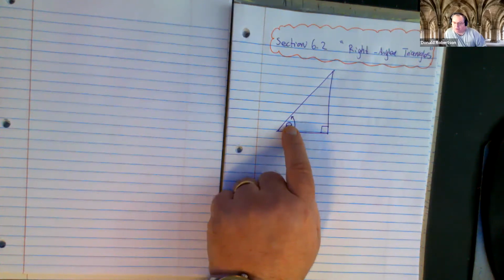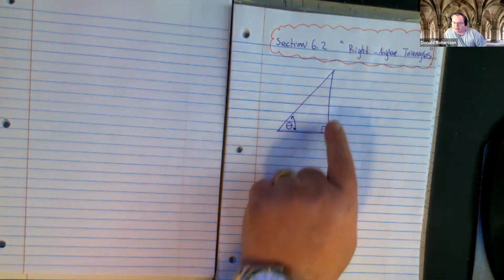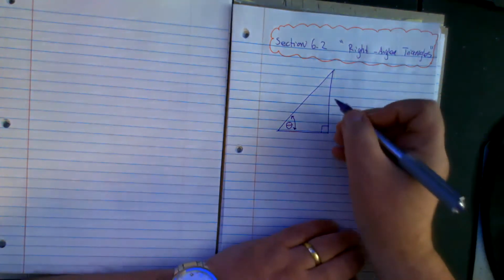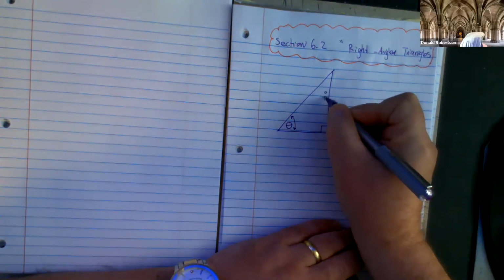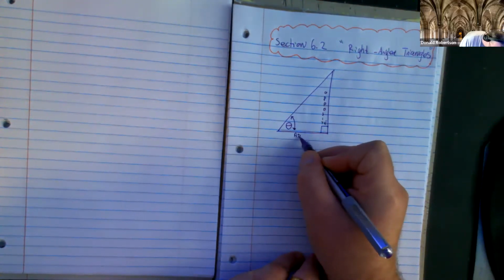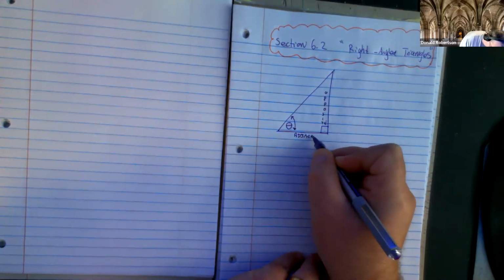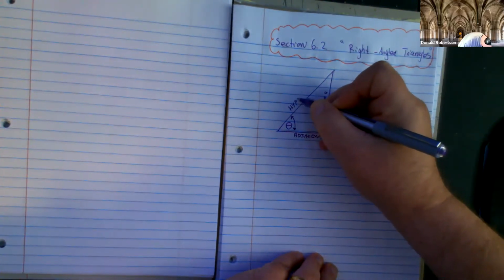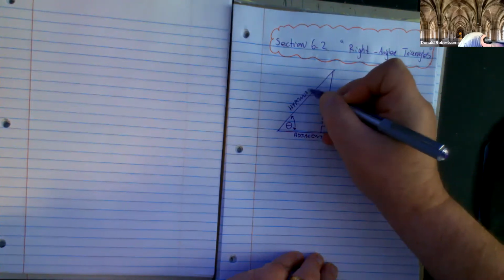Does anybody know what the name of any one of these 3 sides is? Have you seen that before? Opposite, adjacent, and hypotenuse. Right. This fella here is called opposite. This guy here is called adjacent. And this sloping one is given the name hypotenuse.